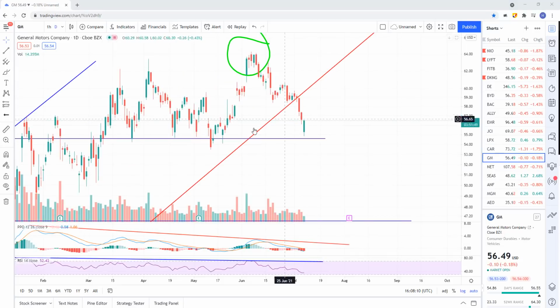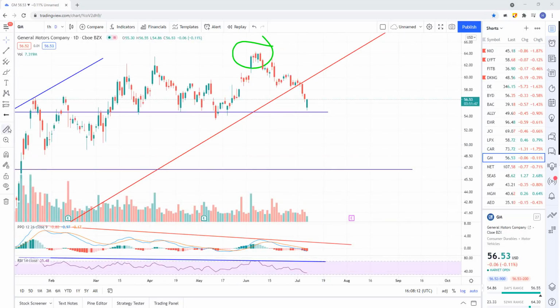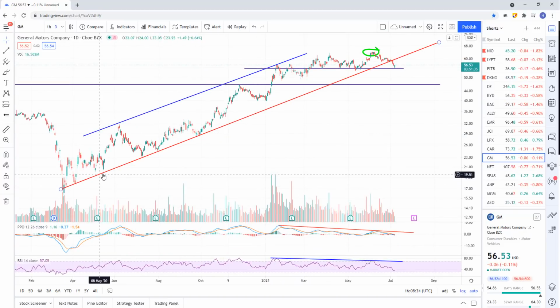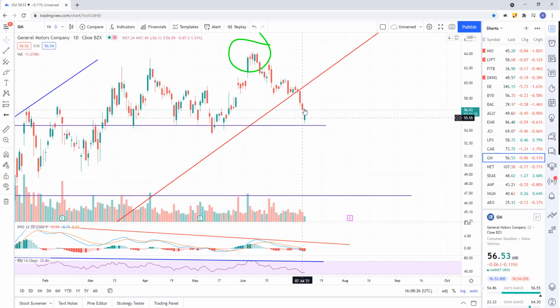Here's another one, GM. Again, since I talked about the sell signal, this thing on the daily close already fell down about 5% since you got that sell signal. So there's your sell signal, and that comes off this March 2020 lows on the daily chart trend line. Break of trend right up here.